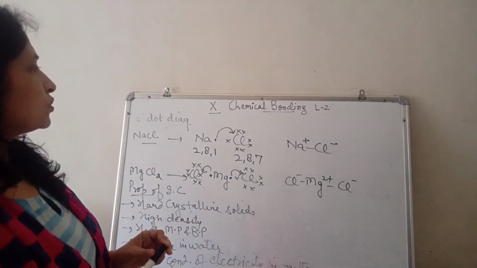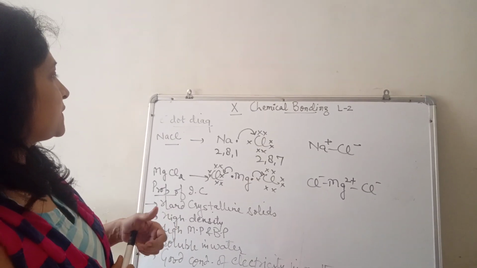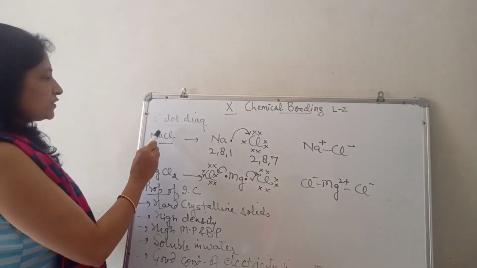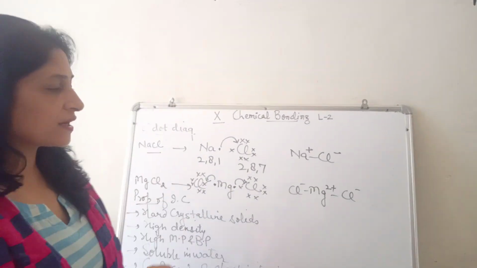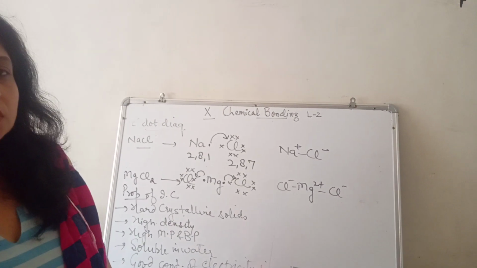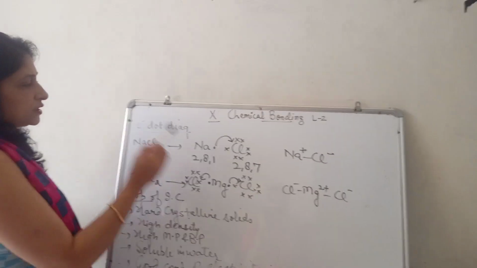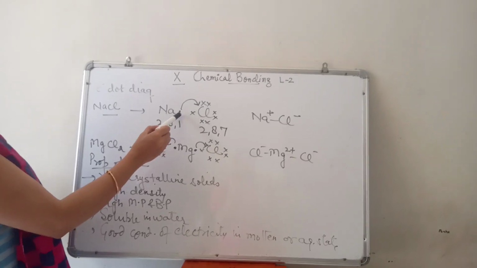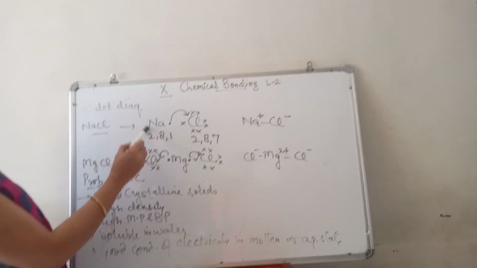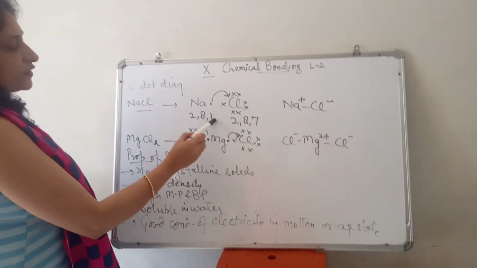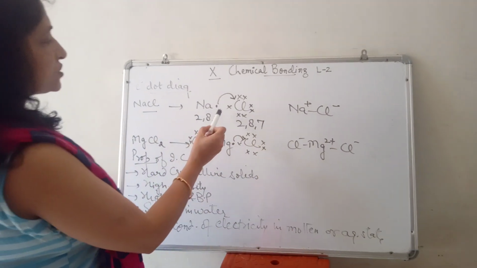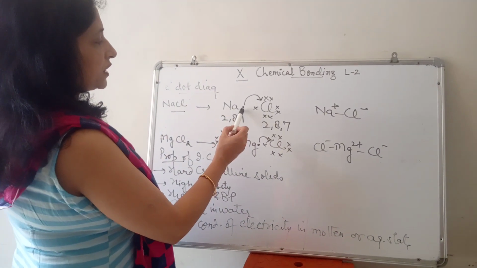Yes, now electron dot diagrams of ionic bond. So firstly, and these electron dot diagrams are important also for the board examination. So firstly, sodium chloride. Now the electron dot diagram of sodium means Lewis symbol. Sodium configuration is 2, 8, 1, so one valence electron, sodium is having one electron here.